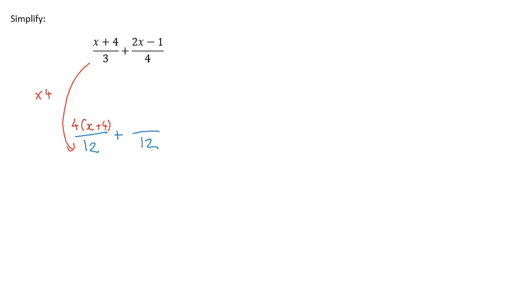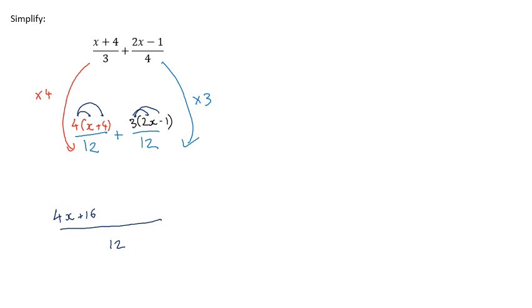On the right, to get from 4 to 12, I've multiplied by 3. And so I've got 3 lots of 2x minus 1. Next line of working, I'm going to combine into one single fraction. So it's something over 12. And then I expand out my bracket. So I've got 4x plus 4 plus 6x minus 3.